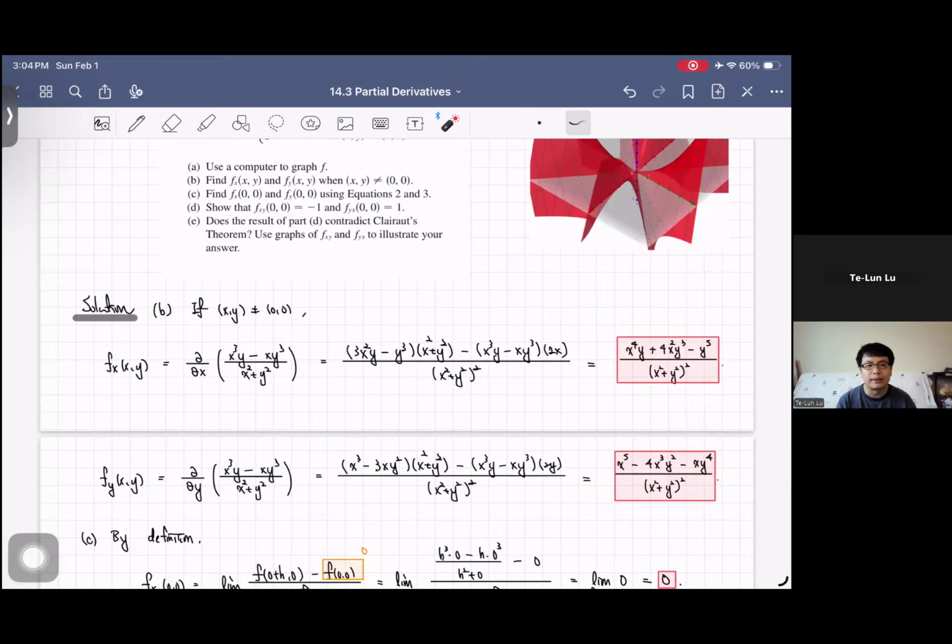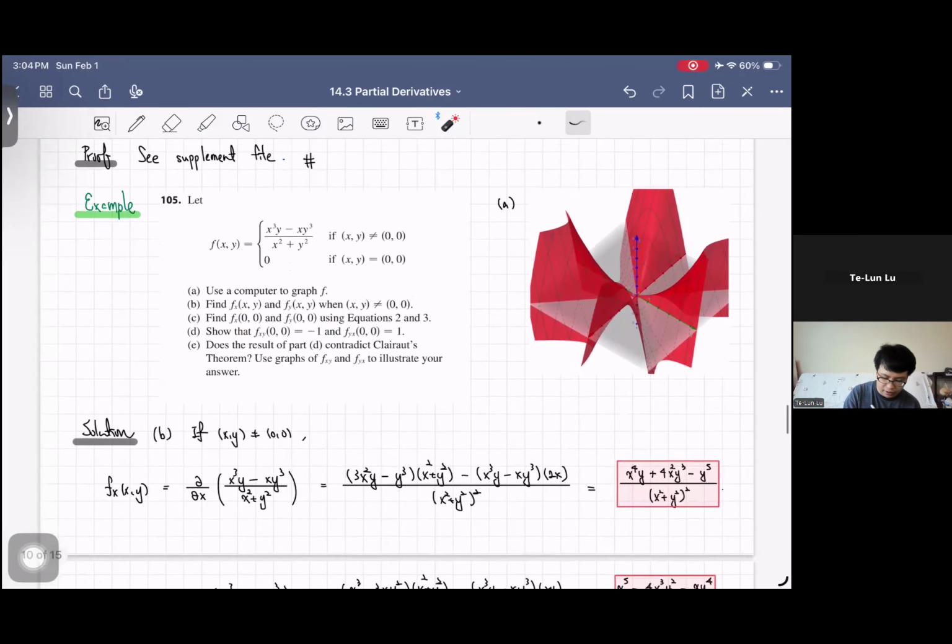The third part, C, asks you to find fx and fy at the origin. And those are not directly computable using nice rules like the quotient rule, product rule, or chain rule, due to the fact that it is not really useful: if you plug in 0 here, it is not defined, right? 0 divided by 0 is not defined. So in this case, we just apply the definition.